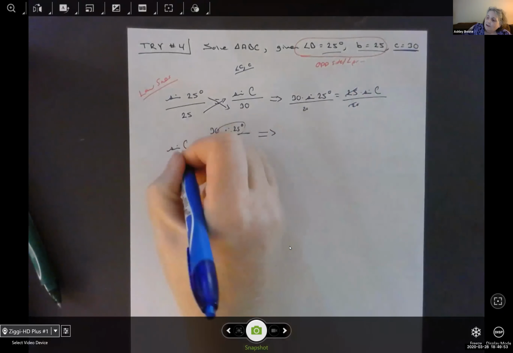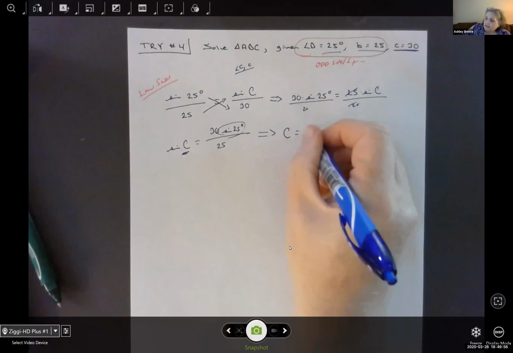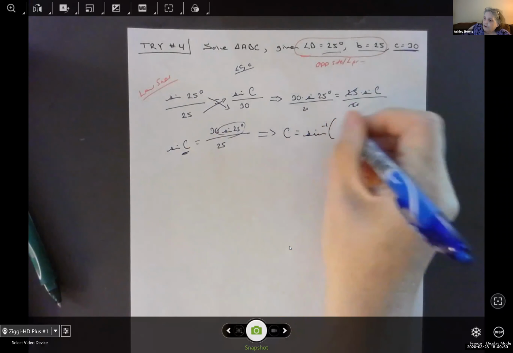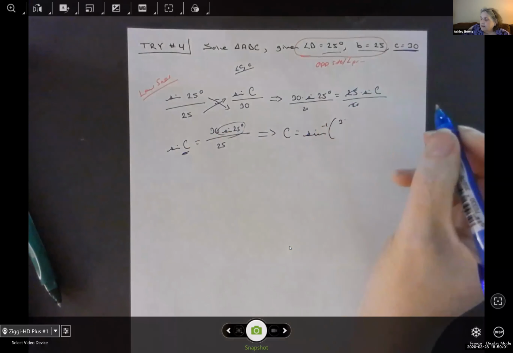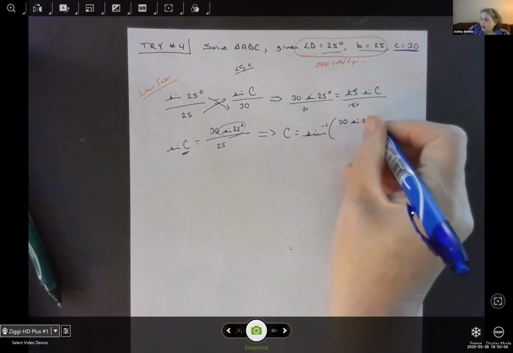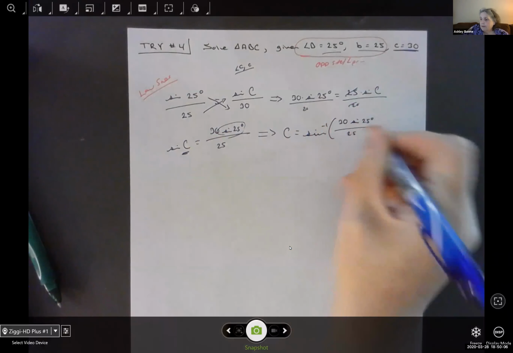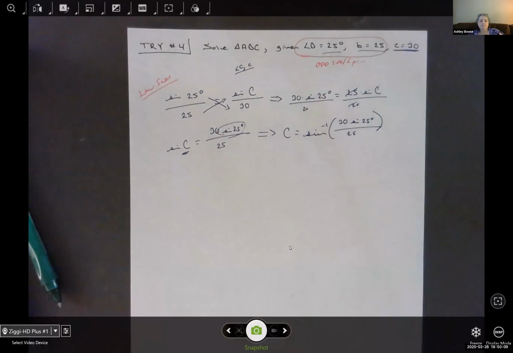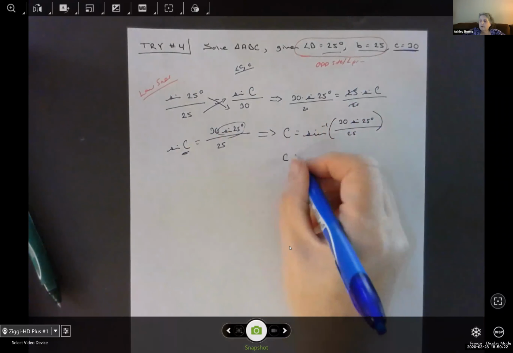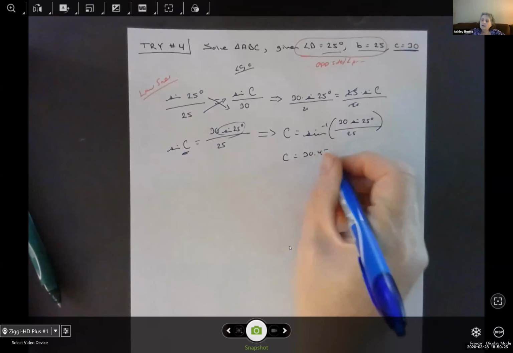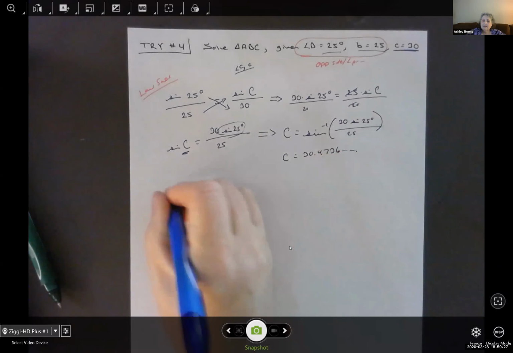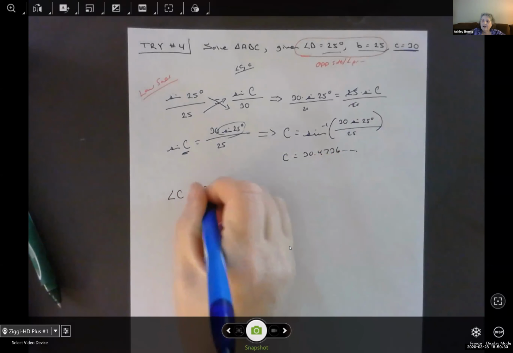So I can get the angle by going C is equal to the inverse sine of 30 times the sine of 25 degrees over 25, okay? So I grab my calculator. I do inverse sine of that whole fraction, 30 times the sine of 25 degrees divided by 25. And I get that C is 30.4736, and so on. So I have angle C is approximately 30.5 degrees.